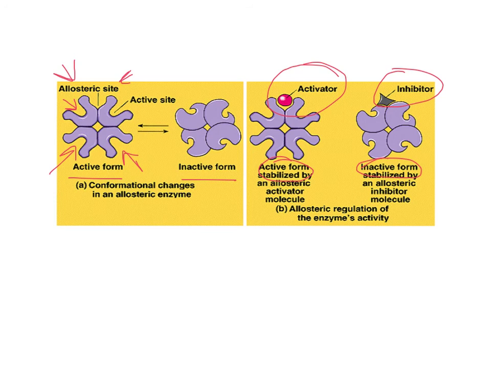So allosteric regulation can involve either activators or inhibitors. They're not going to bind to the active site. You see that there. They're binding to the allosteric site. But what they do is stabilize the conformation of the enzyme. They stabilize its shape in either a functional form or a non-functional form.